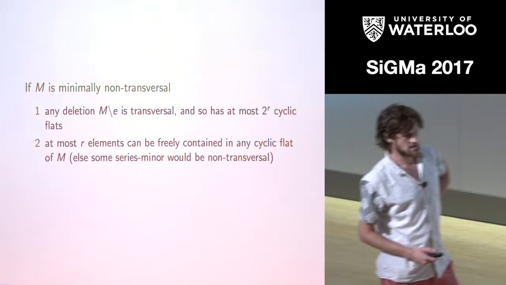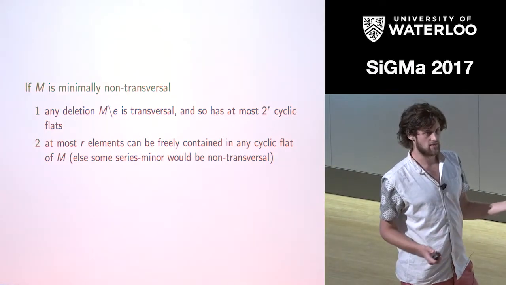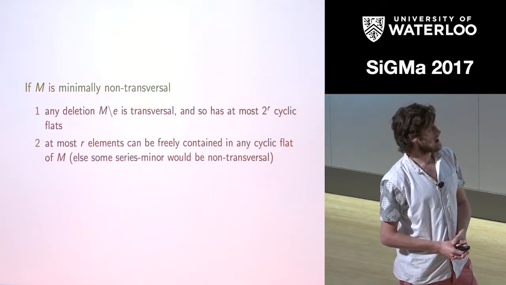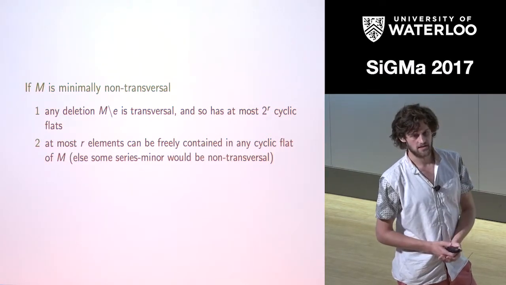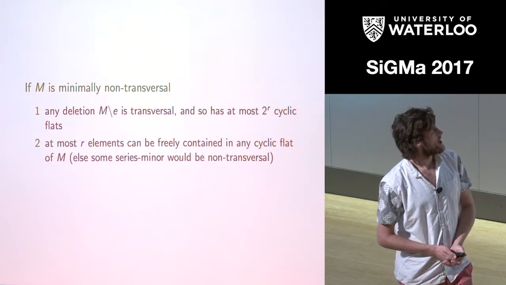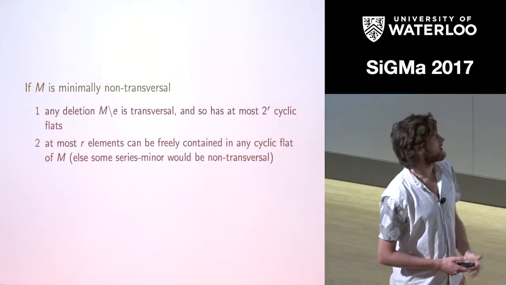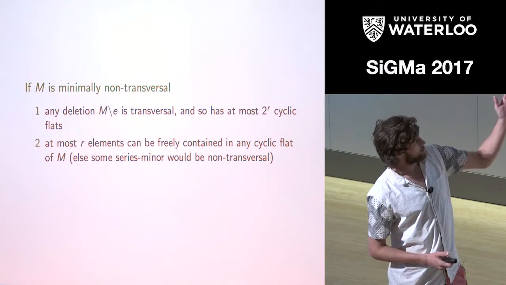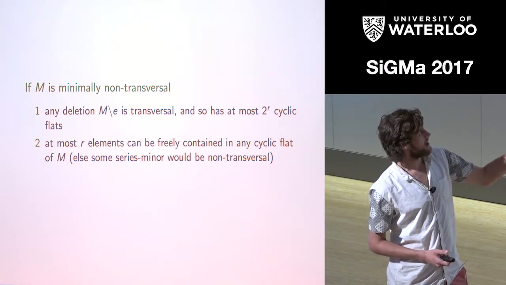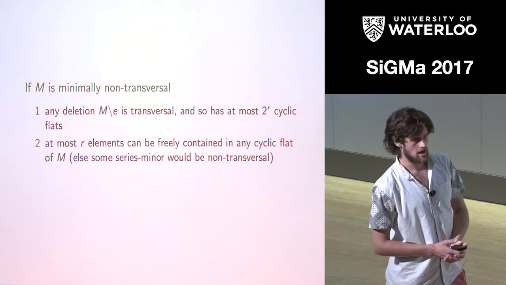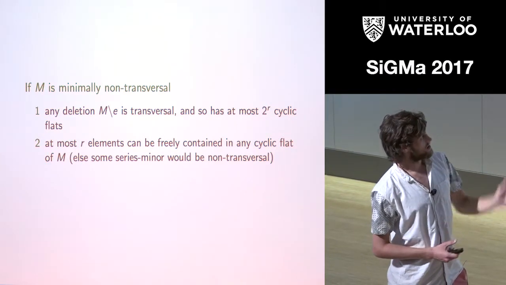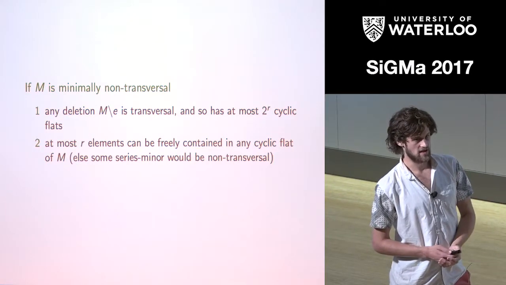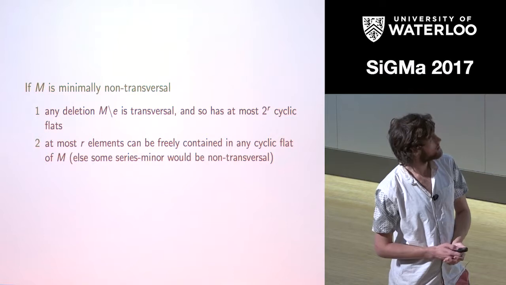The first of those is that, obviously, if we've got an excluded series minor, it's minimally non-transversal, so any deletion is transversal. And so we have to meet that condition of having at most 2 to the R cyclic flats. The other condition, it's a little less obvious why this is true, but not exactly counterintuitive. At most R elements can be freely contained in any cyclic flat of our excluded series minor, because otherwise we would be able to delete some element from that and it would still be non-transversal, so we wouldn't have minimality.